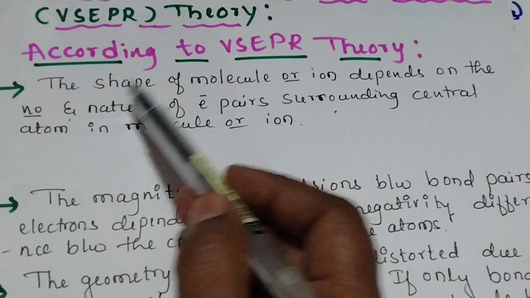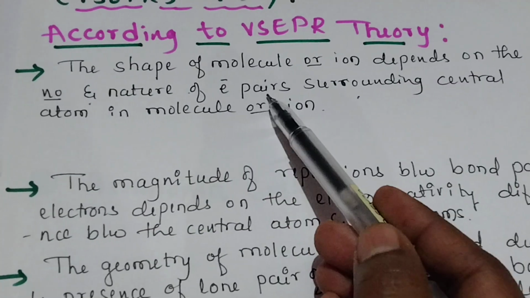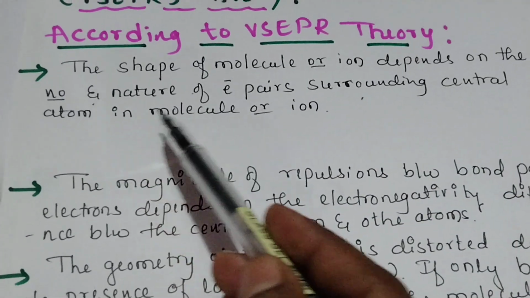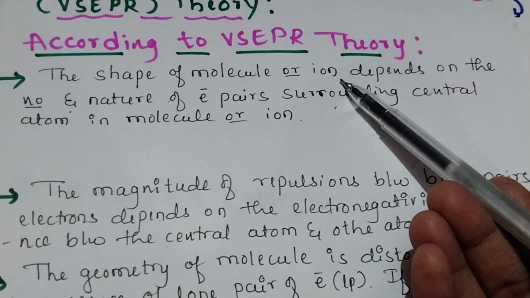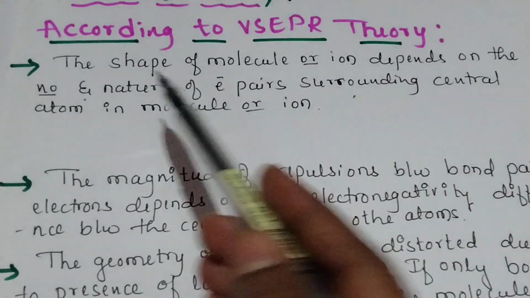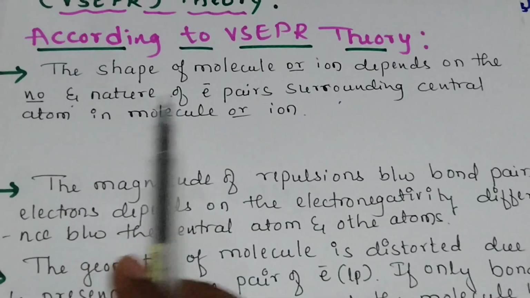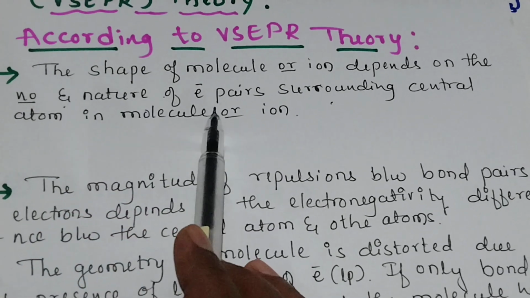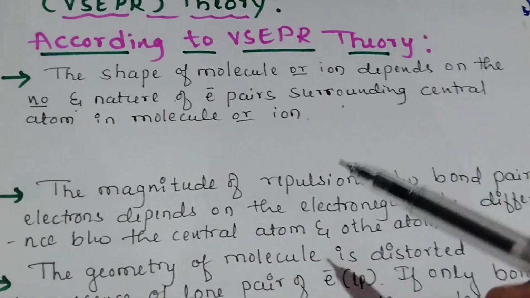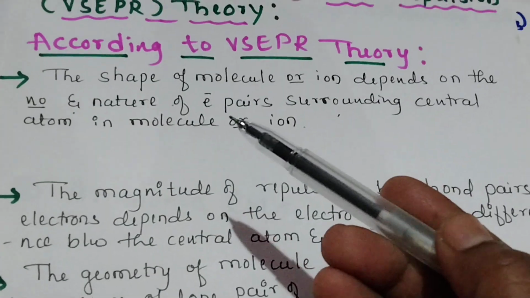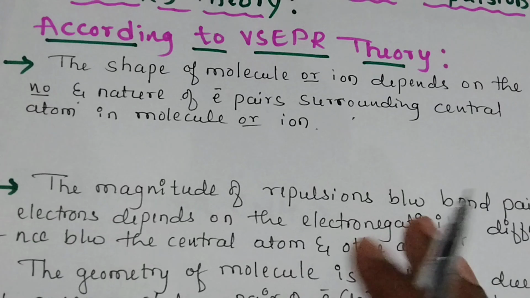The first one: the shape of a molecule or ion depends on the number and nature of electron pairs surrounding the central atom in a molecule or an ion. Here the number and nature of electron pairs, that is, we know the valency of a particular atom. The nature is nothing but whether it has lone pair electrons or bond pair electrons.